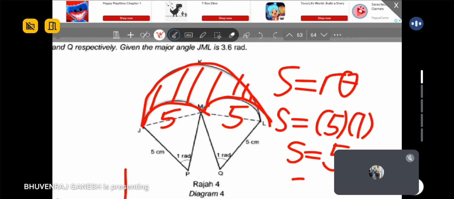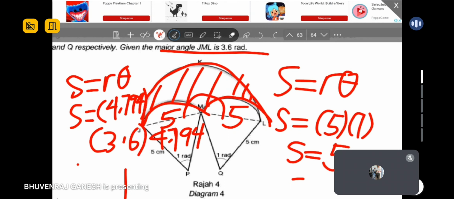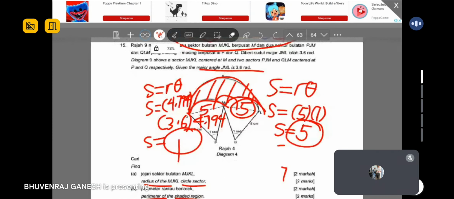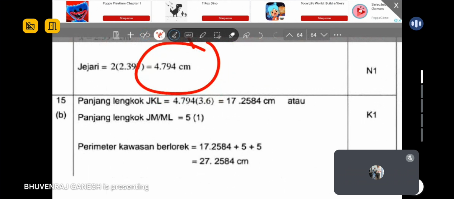Now you must find the large one, yang besar punya. Yang besar, radius, just now we got 4.794. Betul? So S equal to r theta, S equal to 4.794 times theta. Guys, what is your theta? Sudah diberi. Major angle, JML, so seluruh yang ni, 3.6 radian. Kamu kira saja. Then perimeter, pi plus 5 plus jawapan yang ni. Then you will get the answer. This is your answer for question B. Are you clear? Boleh dapat? Senang kan? Very straightforward.